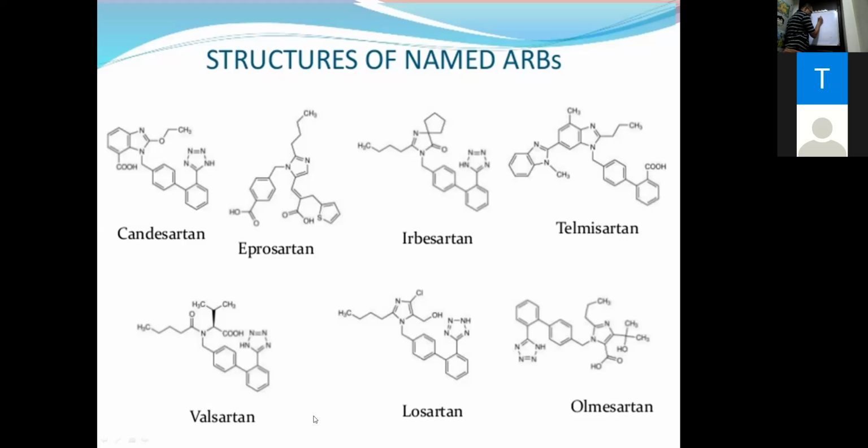an acylated amino acid. So this is your amino acid, this part is your amino, and this is your acid. So that is the difference between your losartan and valsartan.